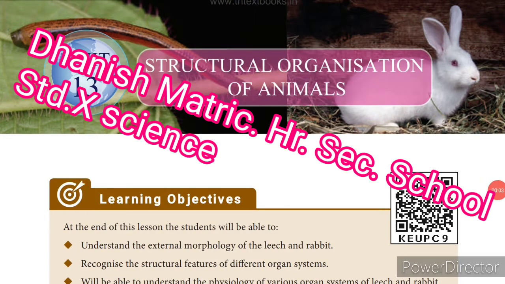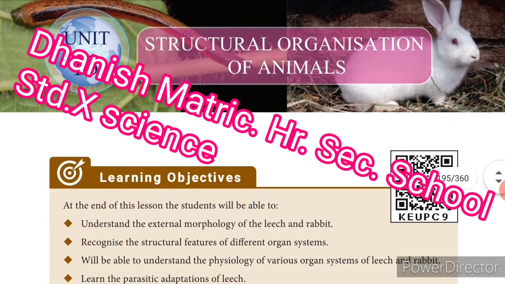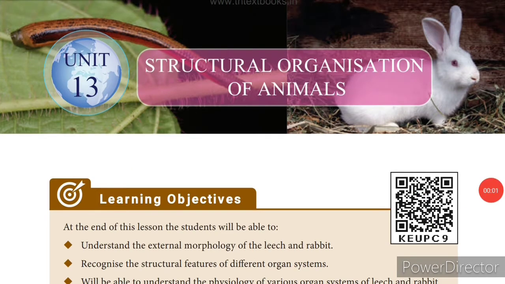Welcome to science session for class 10, and today in this session we are going to see unit 13, structural organization of animals. Now here in this lesson we are going to see the morphology and the anatomy of the leech and the rabbit, and again here we are going to see the different systems, that is the digestive system, respiratory system, excretory system.